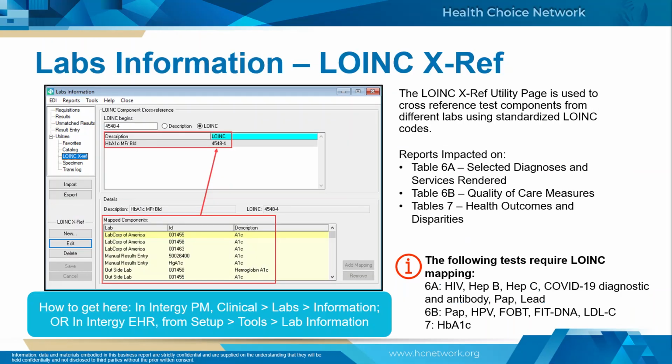The Labs information window contains the LOINC cross-reference utility page where test components from different labs can be mapped to standardized LOINC codes. In most cases, the test component is already mapped. If new tests are added to the in-house manual lab catalog, the tests that are being tracked by quality measures or in lab flow sheets or clinical decision support tools, i.e. health reminders, should have a LOINC mapping assigned. On this slide, I have provided a list of tests the UDS report qualifies. Please reach out to the HCN application support team if assistance on setup is needed.